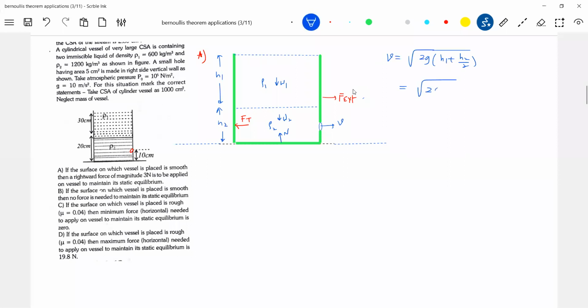So this will be 2g. H1 is how much? 30 centimeters, so 0.3. This will be 0.1, 0.4, 0.4 times 2g is 8. So root 8 or 2 root 2 meter per second.